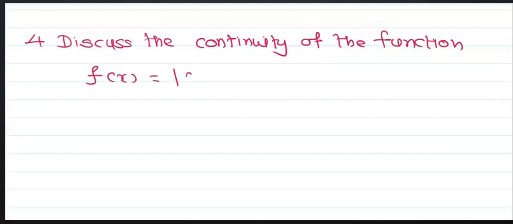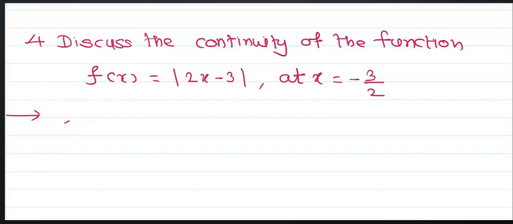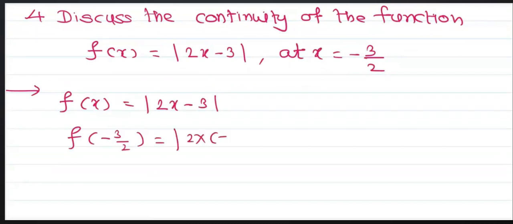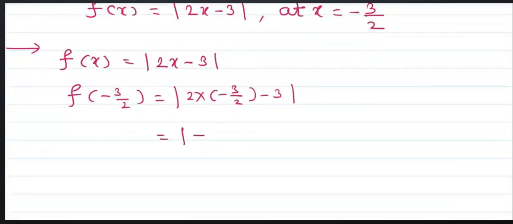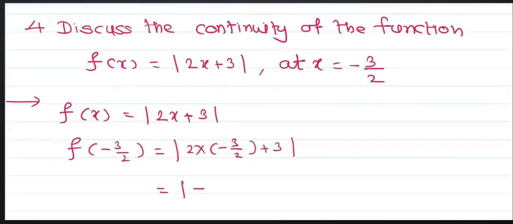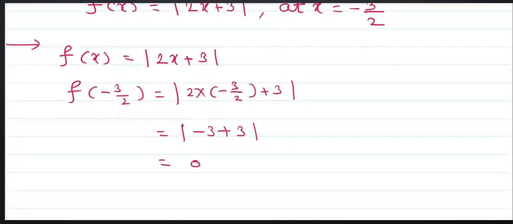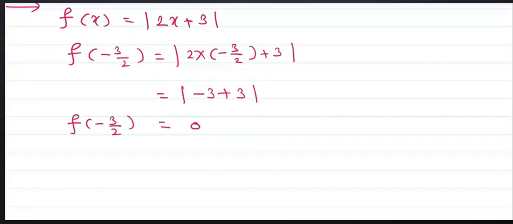Now the next: discuss the continuity of the function f of x is equal to mod of 2x plus 3 at x equals minus 3 by 2. First of all, find the value of the function: x is replaced by minus 3 by 2, that is equal to modulus of minus 3 plus 3, and that is equal to 0. This is the value of the function at x equals minus 3 by 2.